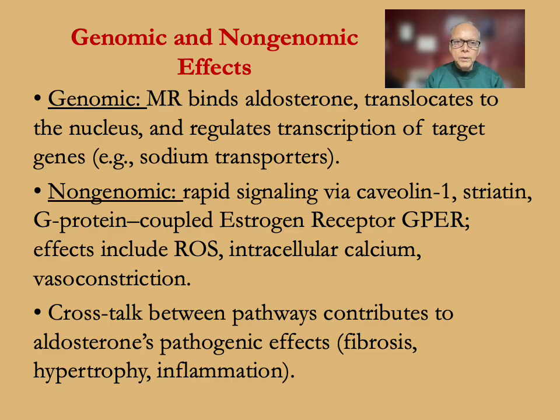The genomic pathway is where the mineralocorticoid receptor binds aldosterone, translocates to the nucleus, and regulates transcription of target genes, for example sodium transporters. The non-genomic pathway involves rapid signaling via caveolin-1, Striatin, and G-protein coupled estrogen receptor, GPER. The effects include reactive oxygen species, intracellular calcium, and vasoconstriction. This crosstalk between pathways contributes to aldosterone's pathogenic effects, particularly fibrosis, hypertrophy, and inflammation.